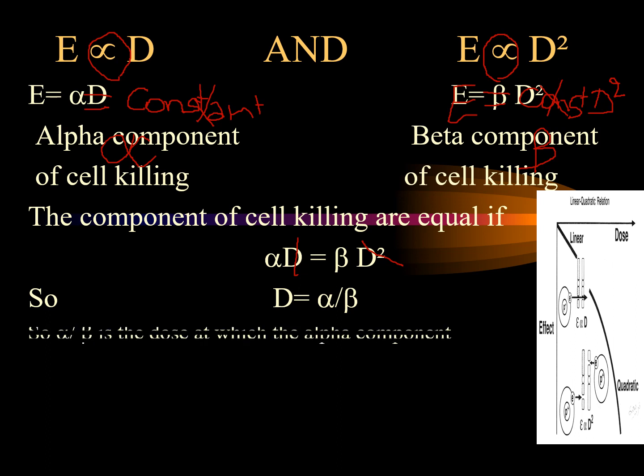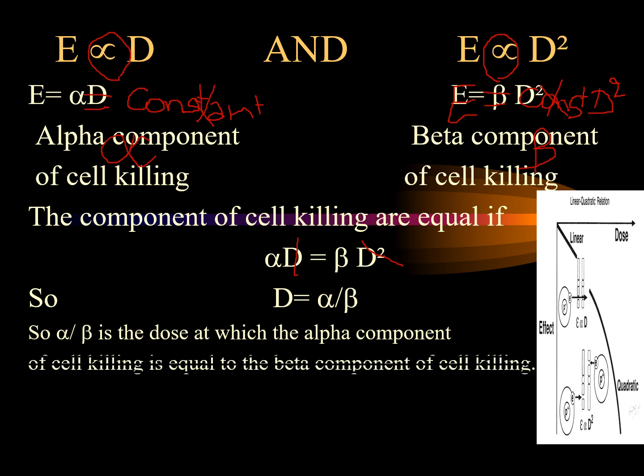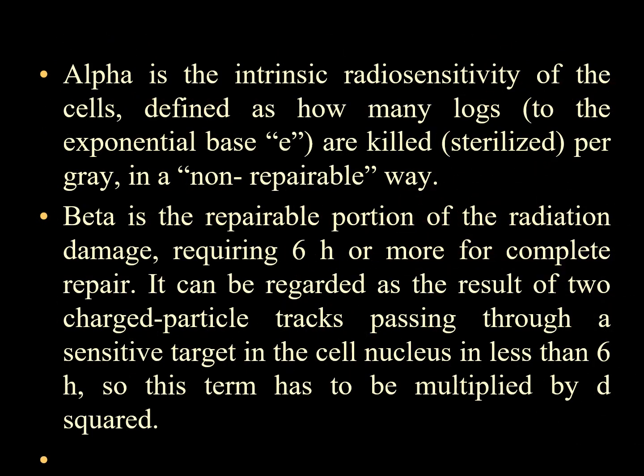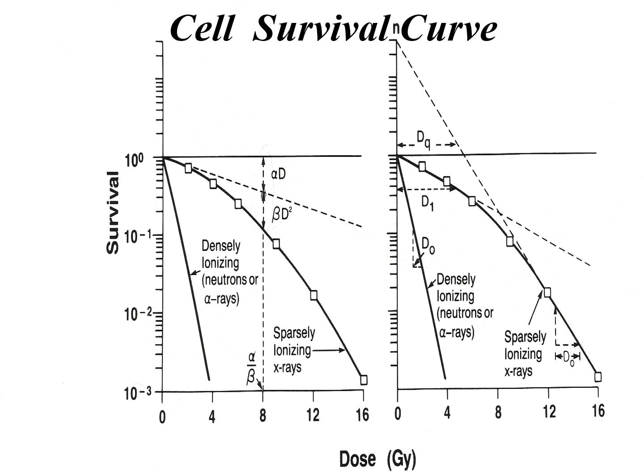The first point is the definition of the alpha beta ratio. If I ask you what's the definition of alpha beta ratio, please repeat with me: it's the dose. So it's never a ratio. It's the dose at which the alpha component of cell killing is equal to the beta component of cell killing. The unit of the alpha beta ratio is gray.